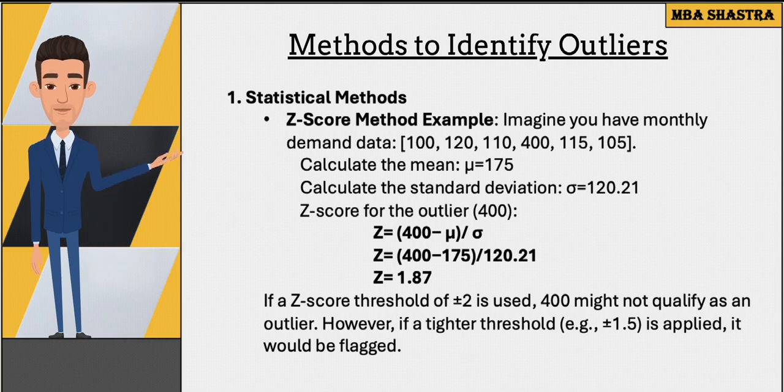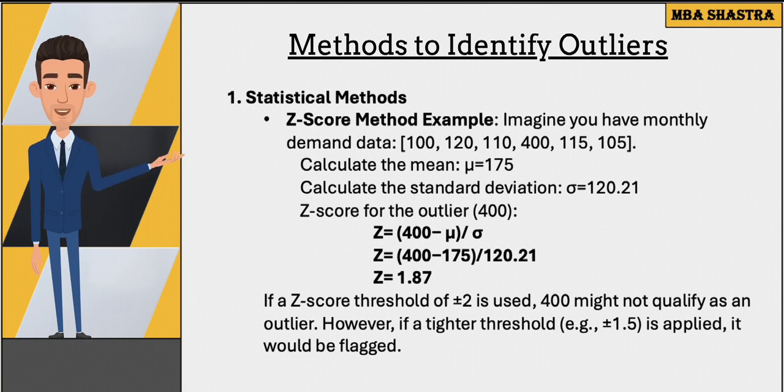1. Statistical methods. Z-score method example. Imagine you have monthly demand data: 100, 120, 110, 400, 115, 105. Calculate the mean, mu equals 175. Calculate the standard deviation, sigma equals 120.21. Z-score for the outlier, 400.